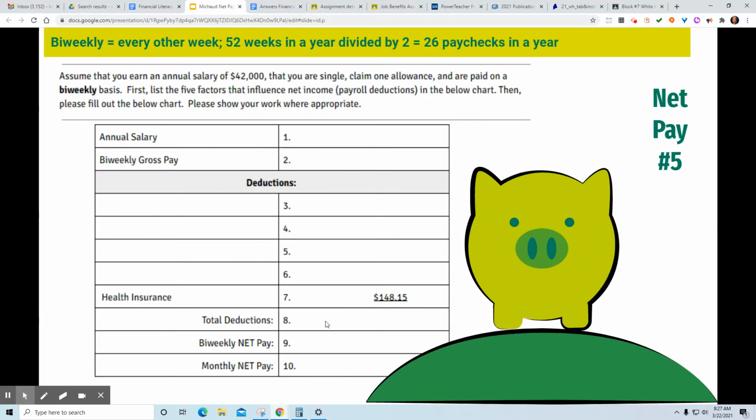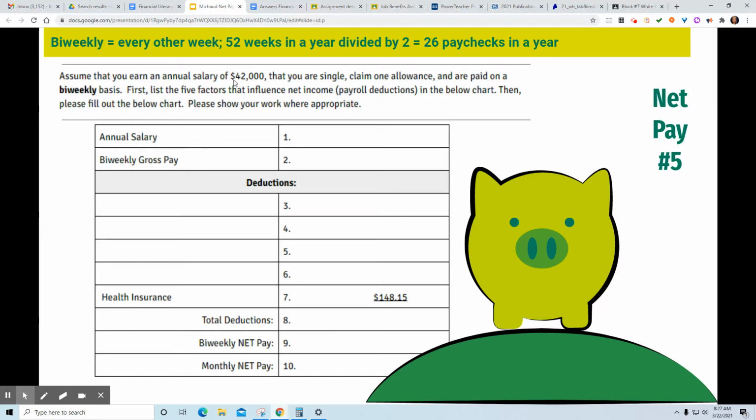Okay, here's the scenario. Assume that you earn an annual salary of $42,000, that you are single, claim one withholding allowance, and are paid on a bi-weekly basis. First, list the 5 factors that influence net income. Those are your payroll deductions over here. Then fill out the below chart. Please show your work where appropriate.